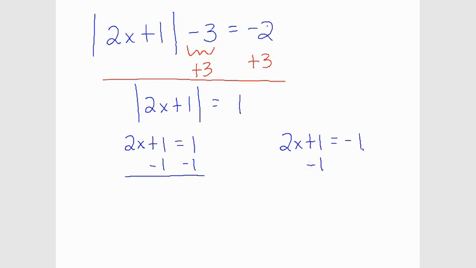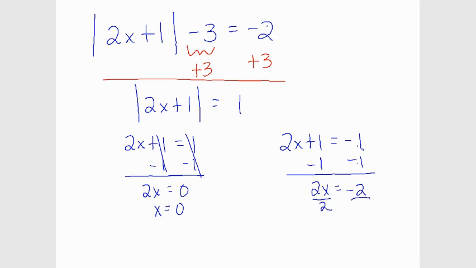And I'll do that over here too. And we get 2x. Well, that cancels and that cancels, so we get 0. So it's not hard to see x equals 0 from this one. We get 2x equals negative 1 minus 1. That's a negative 2. I divide by 2. I get x equals negative 1.